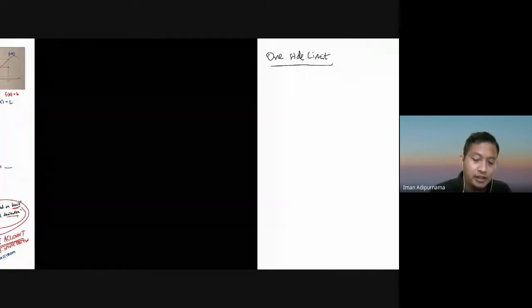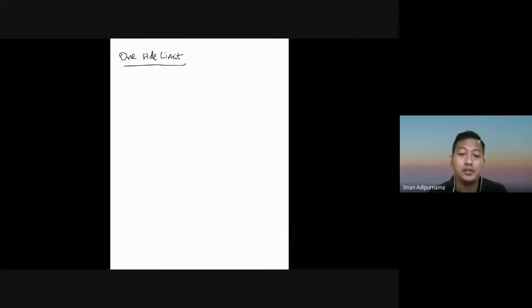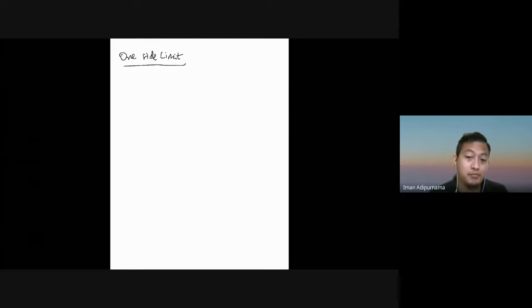Okay, let's go back, and then let's think about one-sided limits now. From the previous slide, or previous notes, I said that we can approach the limit from the left or from the right. If you only approach from one side, that's called a one-sided limit. Let me give you an example.